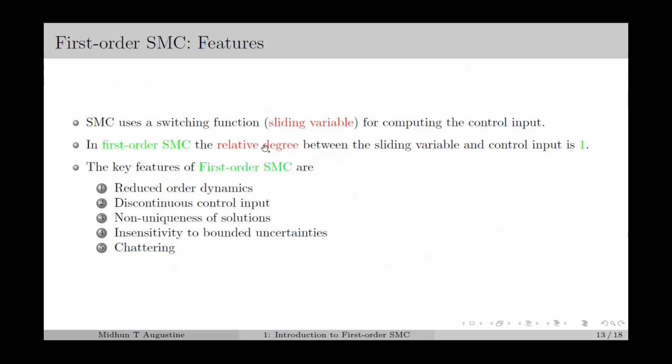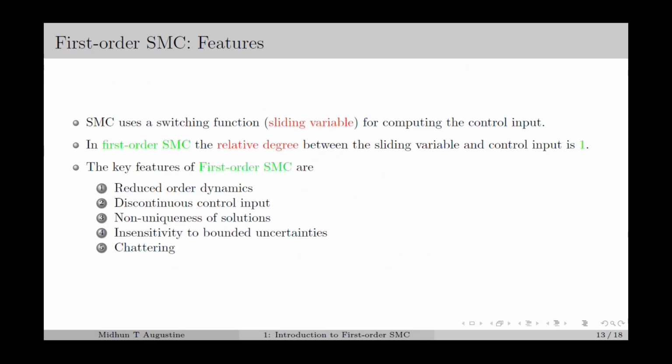In general, if the relative degree between s and u is equal to r, then the control input appears in the rth derivative of the sliding variable for the first time. Now, if r is equal to 1, we call it first order SMC, and if r is greater than 1, we call it higher order SMC.